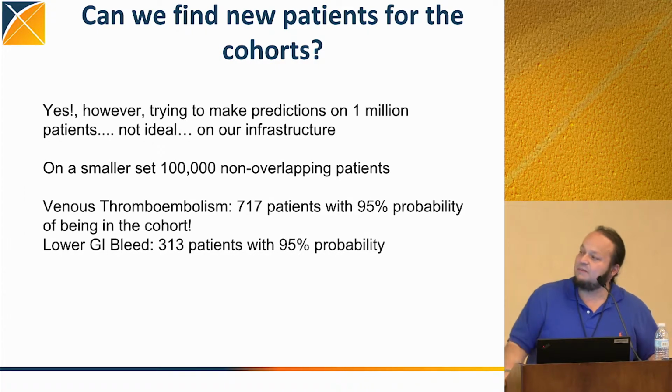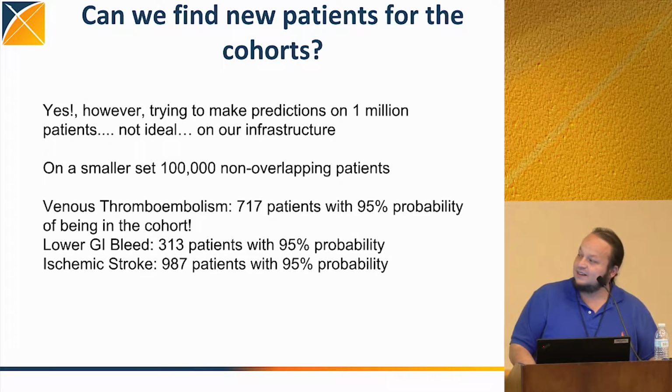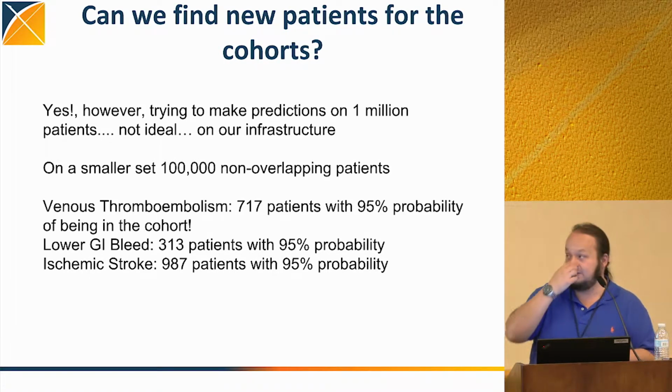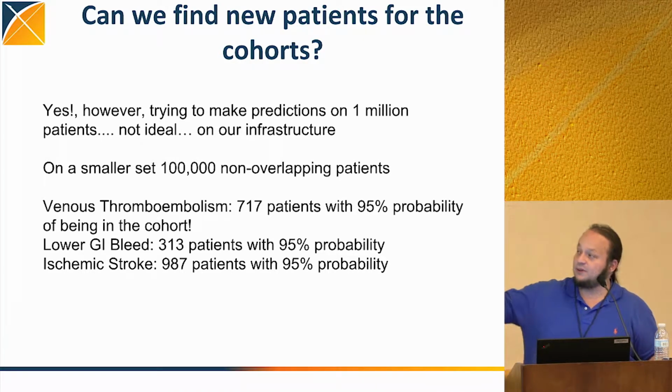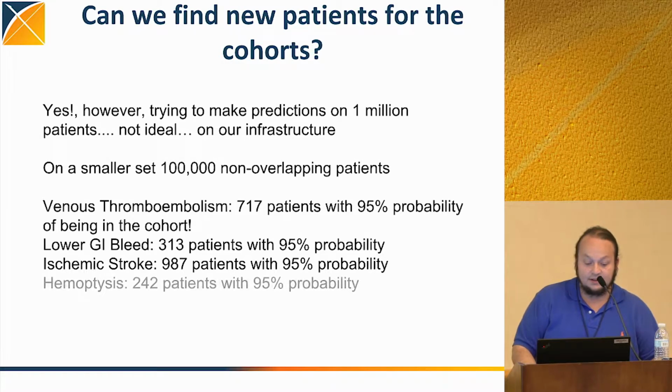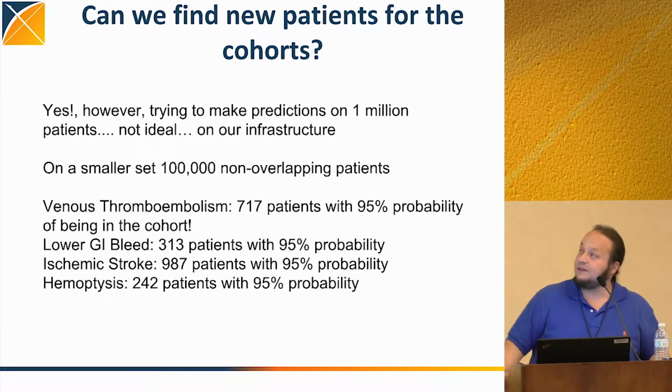We could still complement the lower GI bleed cohort by 300 patients, 985 patients. And again, these are not validated, but it's just what the model has said, that it's 95% or higher probable of being in that cohort. That was not found using Atlas. How long does it take to run this? With the 100,000 patients, it took 9.5 hours per cohort.